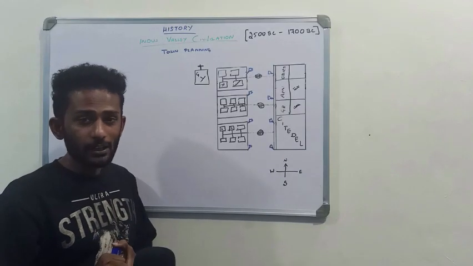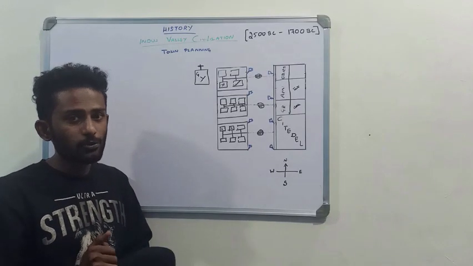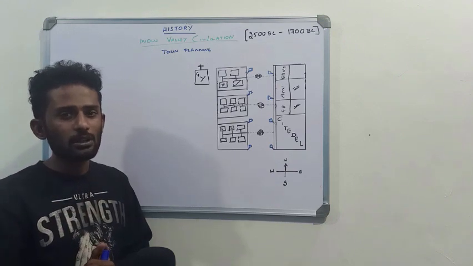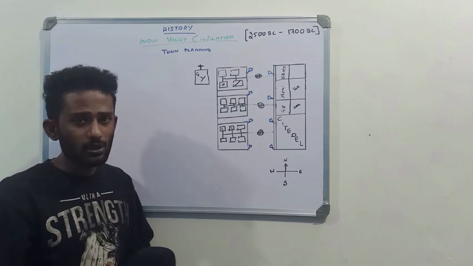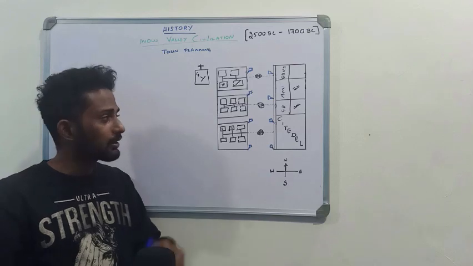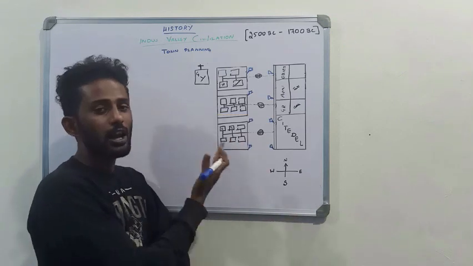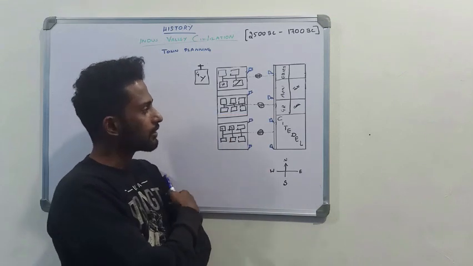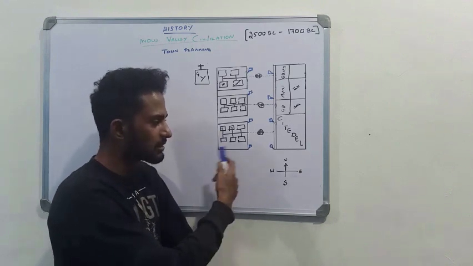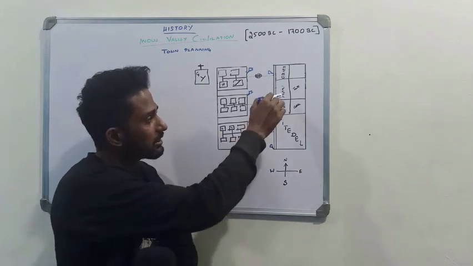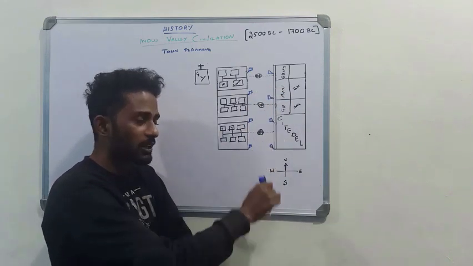Coming towards town planning, as we studied before, they used to follow the grid system. So how does a grid system look? It looks somewhat like this in the picture. Here the city was divided into two parts, eastern and western. In the eastern part of the city they had granaries and citadels. So here you can find 6 granaries and 1 citadel.